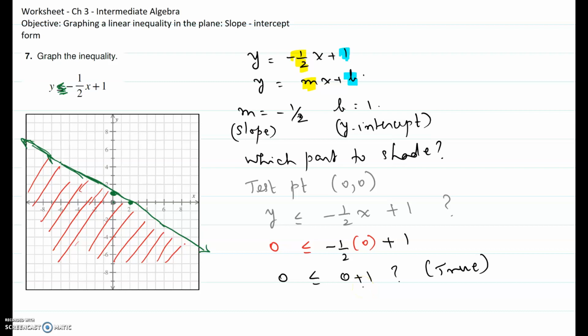Because it is true, we are shading whichever part the origin lies in. In this case, it is the lower part. We are going to shade the region below the line for the inequality. And then the boundary line has to be a solid one, because you see less than or equal to in the inequality. If you don't see that equal to sign, you would make it a dotted line. Hope this video helps.